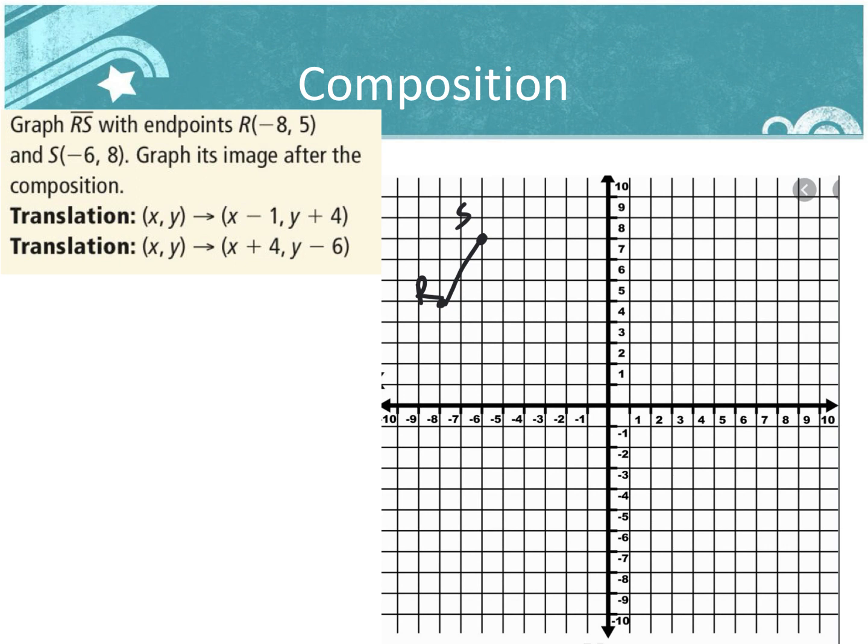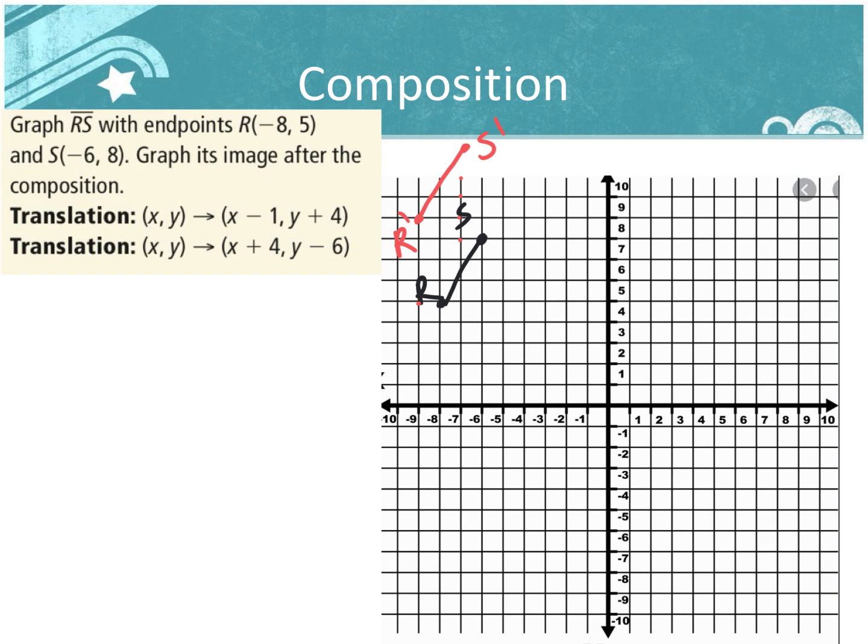Now, for the first translation, they're asking us to go 1 unit left and 4 units up. So we're going to go 1 unit left, 1, 2, 3, 4 units up. So 1 left and 1, 2, 3, 4. R prime is going to line right there. And S prime is going to be 1 to the left and then 1, 2, 3. Well, we actually run out of space in the graph, but we're still going to draw it up there. That will be line 2.